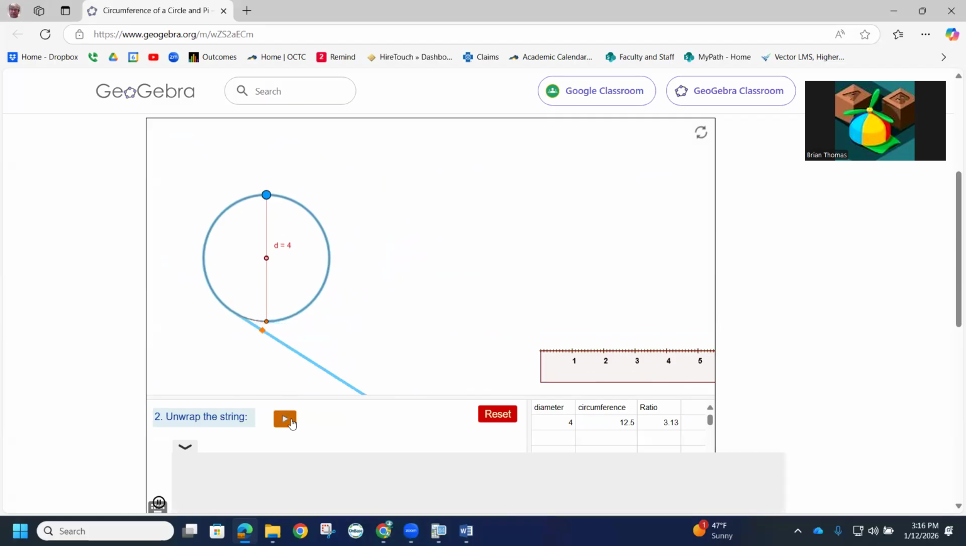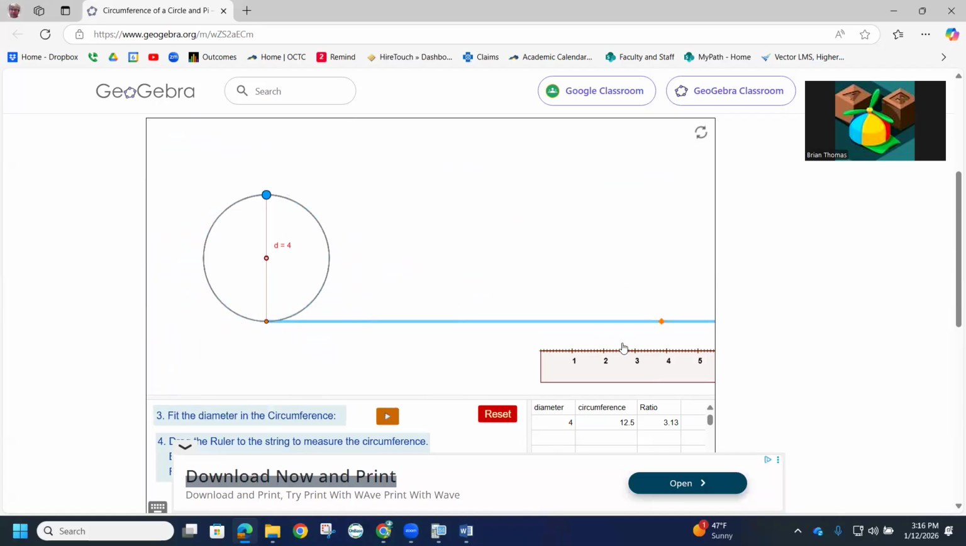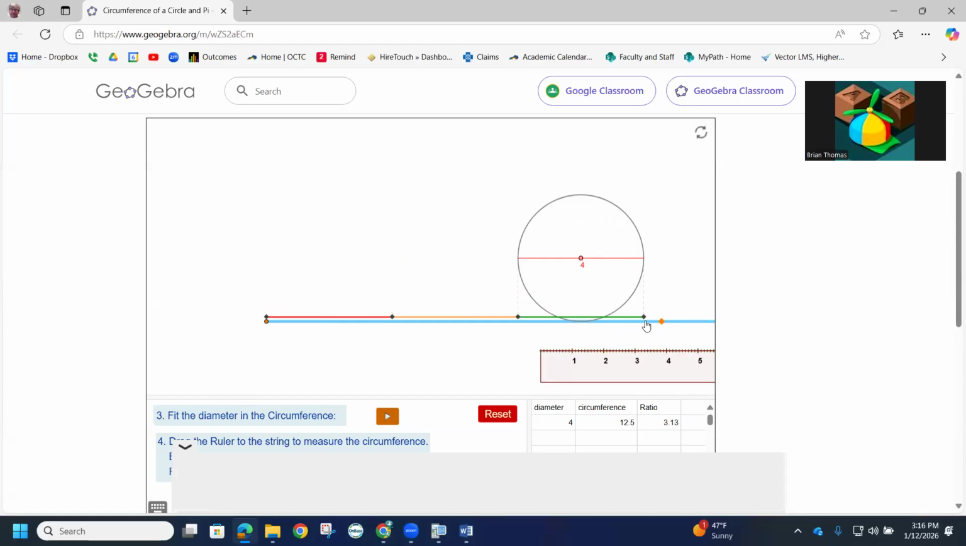So if I unwrap the string now, notice how it gives me that little dot there. So from here to here is the actual circumference of the circle. Now notice how we know that the circumference is going to be a little bit more than three diameters. So if I draw this down, there's one diameter, there's two diameters, there's three diameters. Notice that 4 times 3 is 12. Notice our circumference is a little bit more than 12.